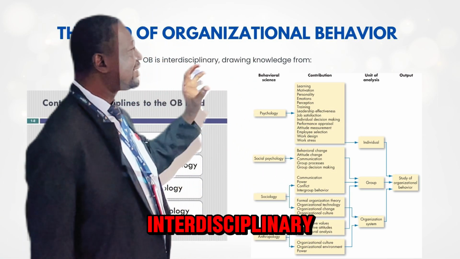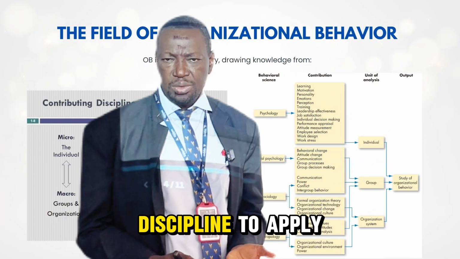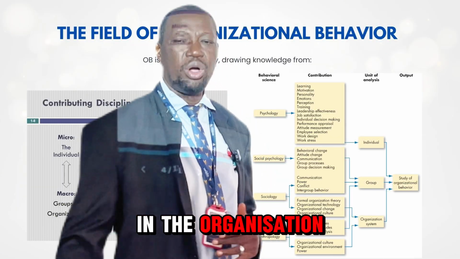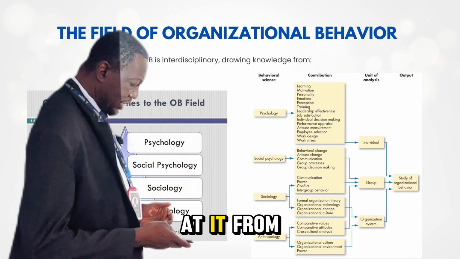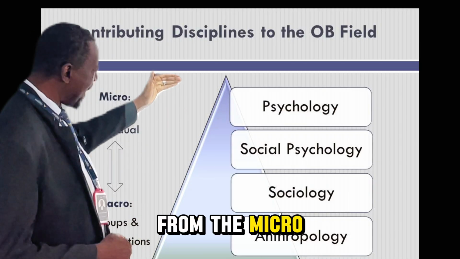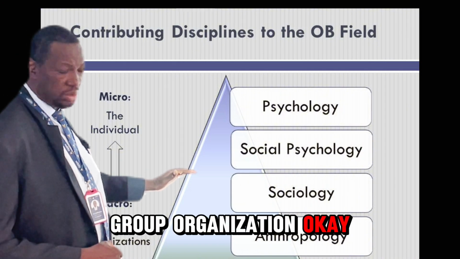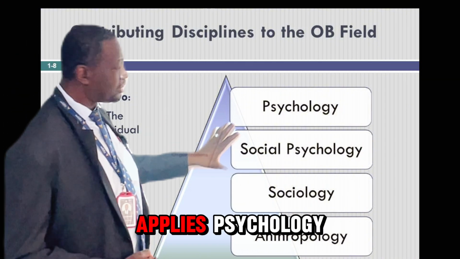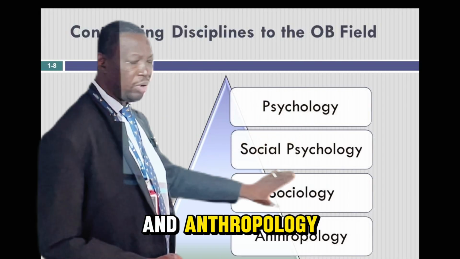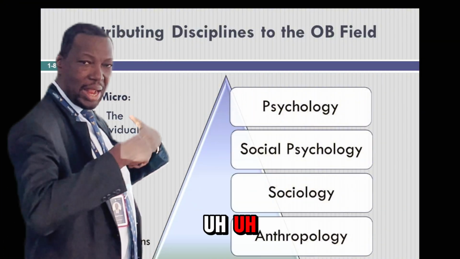Organizational behavior is interdisciplinary. It draws from different disciplines to apply, which is applied in the organization. We look at it from the micro, which is the individual, to the macro, which is the group and organization. And here it applies psychology, social psychology, sociology, and anthropology. These are the disciplines that organizational behavior taps from.